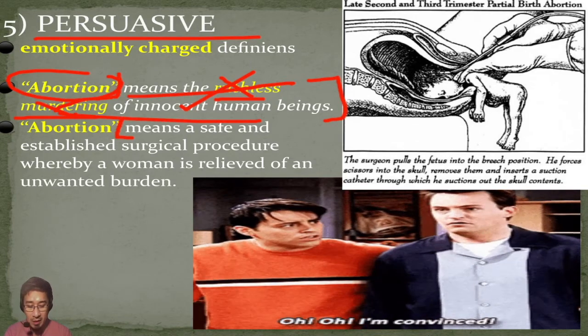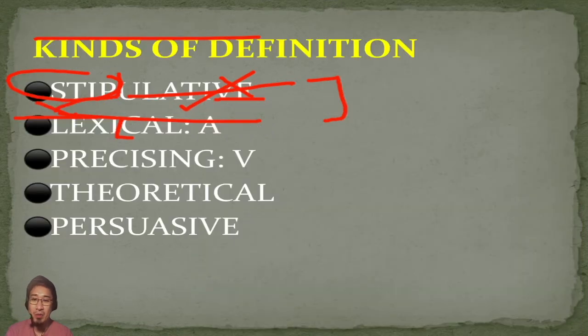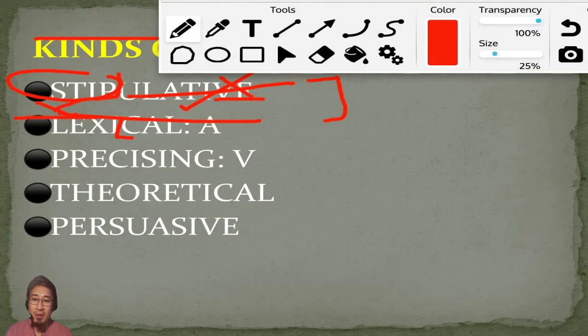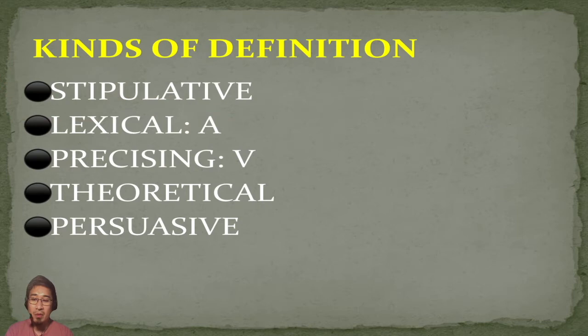Right? Let's have a recap for the kinds of definition. We only have 5 kinds of definition. Stipulative, ito yung salitang kali. Yung bago. We have a new experience and then we try to assign a new term for that new experience. Okay? Ang example natin dito yung barnacle. Next, lexical. For lexical, andun yung letter A. It tries to reduce ambiguity of a specific term.